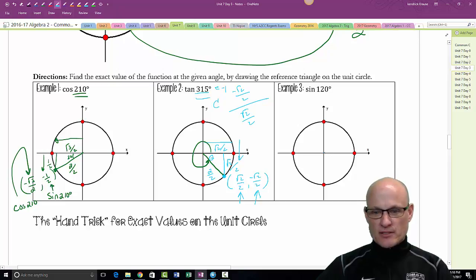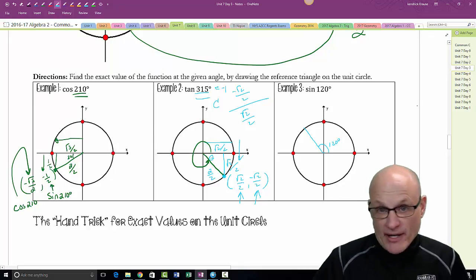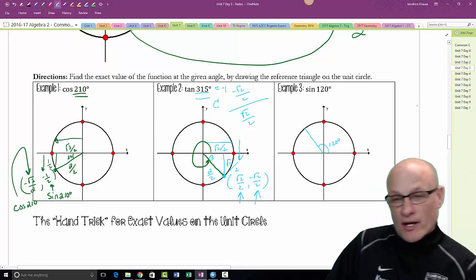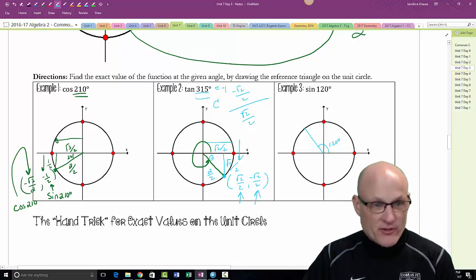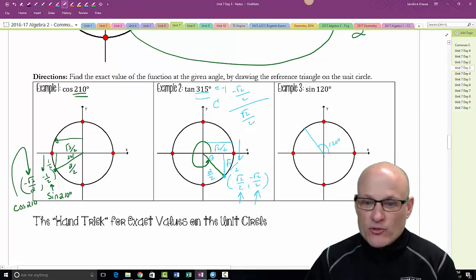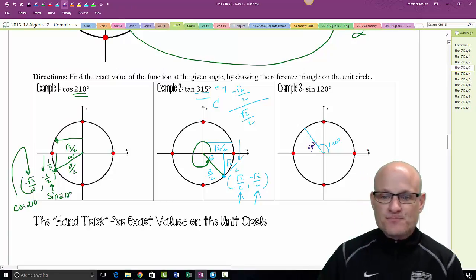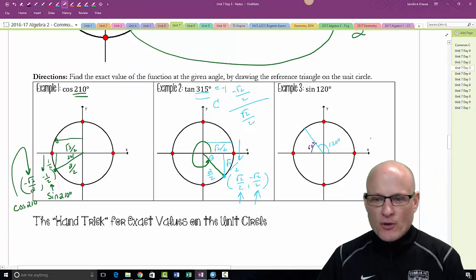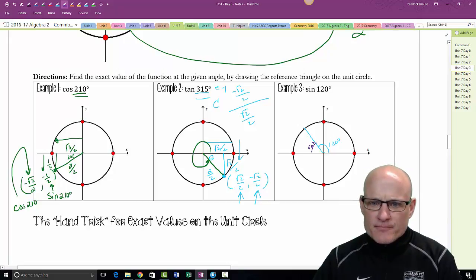Sine of 120. All right, 120 is right about there. That would be 120 degrees. We don't want to talk about 120 degrees. We want to talk about the reference angle, and the reference angle is right here, 60 degrees. All right, so if that's 60, that makes this 30.